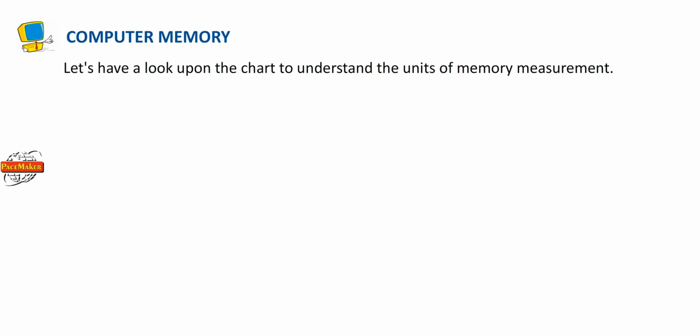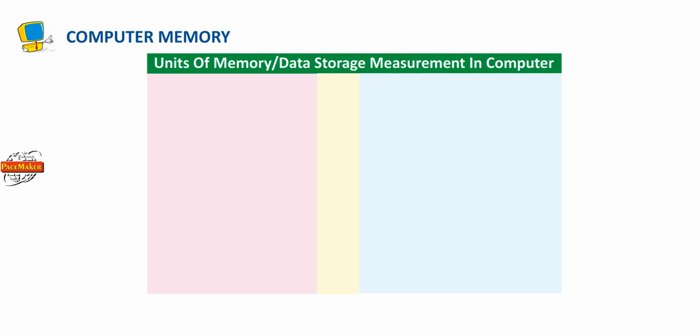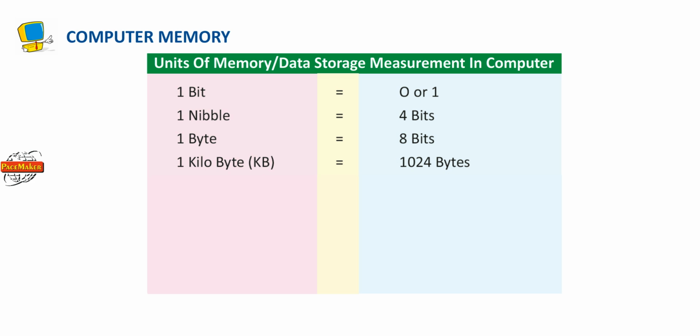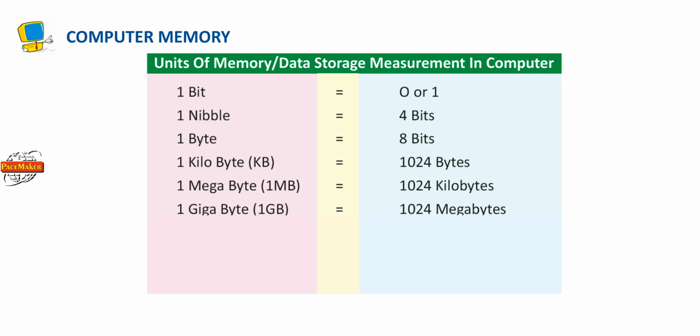Let's have a look at the chart to understand the units of memory measurement. Units of memory or data storage measurement in computer. 1 bit is equal to 0 or 1. 1 nibble is equal to 4 bits. 1 byte is equal to 8 bits. 1 kilobyte is equal to 1024 bytes. 1 megabyte, 1 MB is equal to 1024 kilobytes.